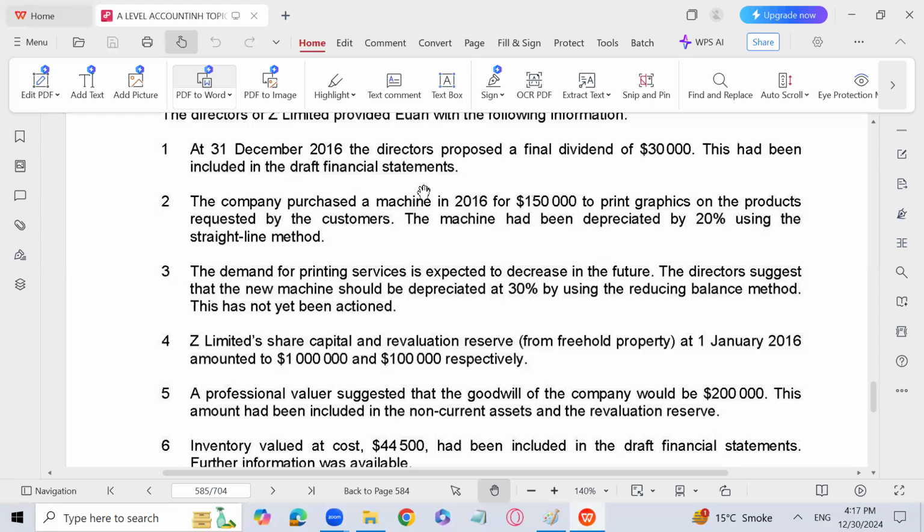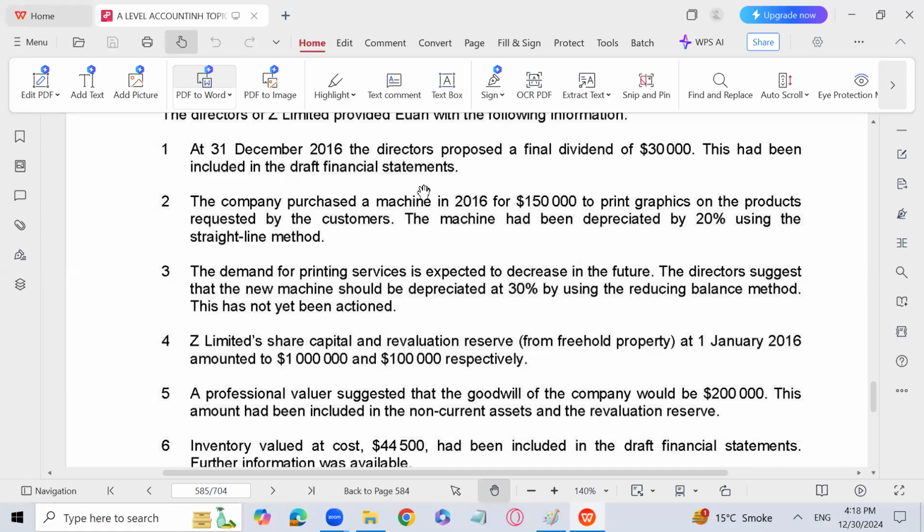According to IAS 10, it is a non-adjusting event. It should not be recorded in the books because it's a non-adjusting event. Why? Because it is just proposed. It is not yet approved in the annual general meeting by the shareholders. This is an event which occurs, indicative of an event which arose after the balance sheet date, after the statement of financial position date. So it is written as a footnote, as a non-adjusting event.